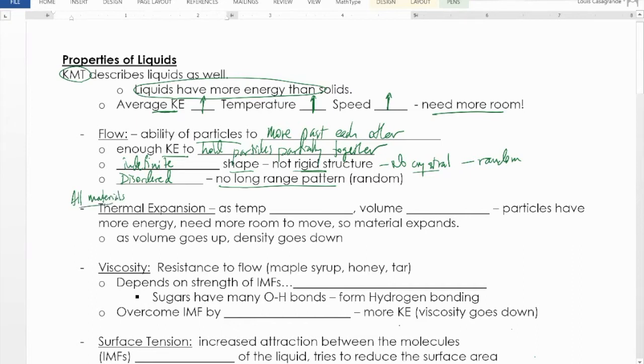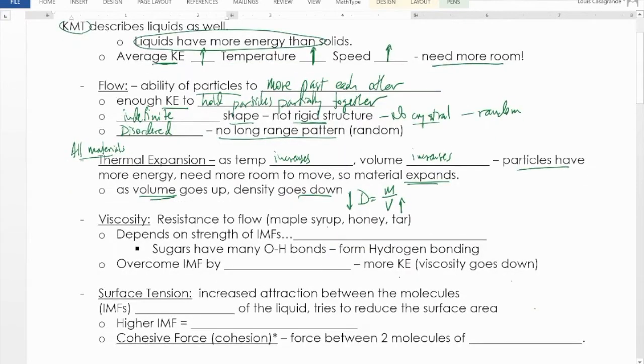Now, all materials, solids, liquids, and even gases we saw, all materials do this. There's a thermal expansion. What that means is as the temperature increases, the volume increases because the particles have more energy. As we said above, they need more room to move. So the material expands, and as the volume goes up, remember density is equal to mass over volume. As the volume goes up, so the denominator is going up, for a given mass, the density is going to go down. And so for most materials, water being a notable exception, we always see across all temperatures that the volume is going to go up as the temperature goes up and the density will go down.